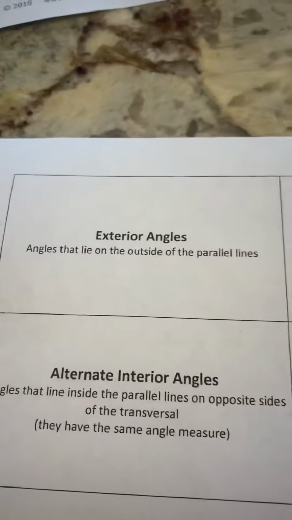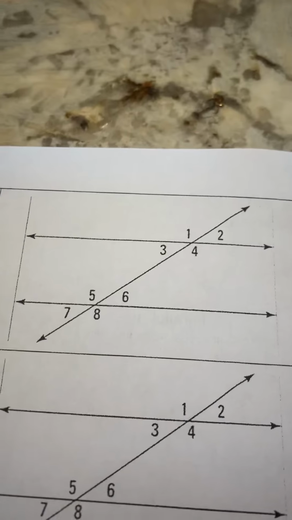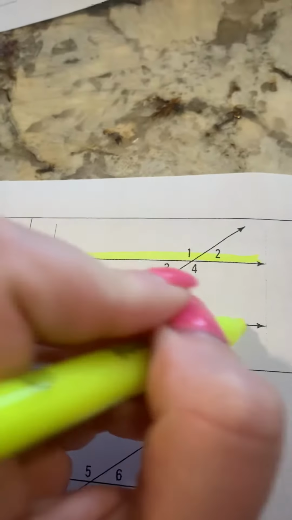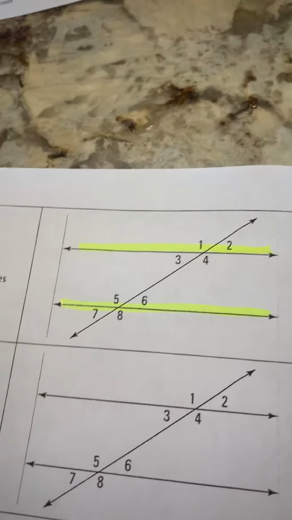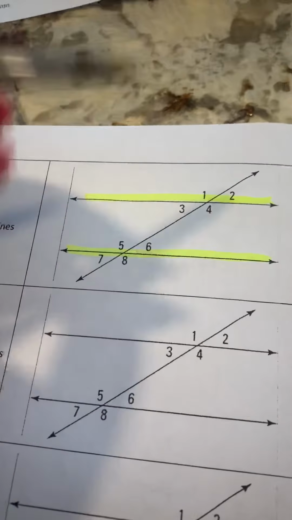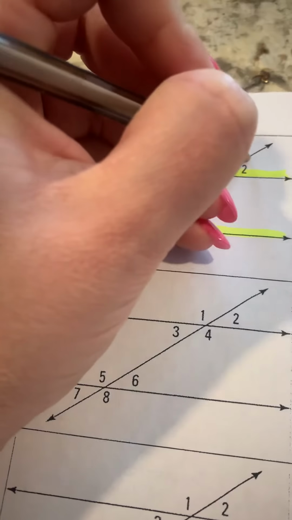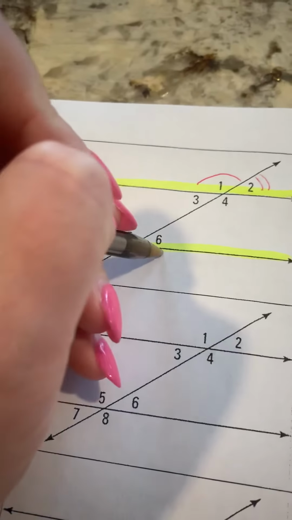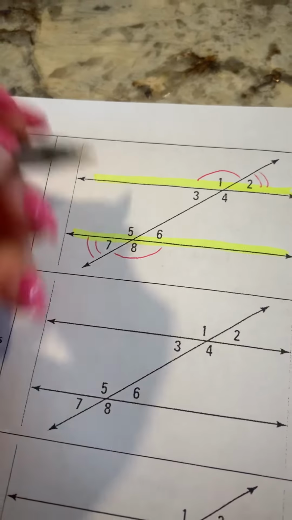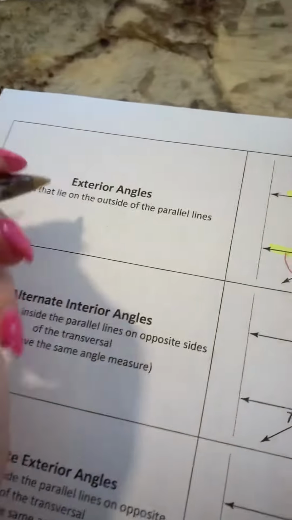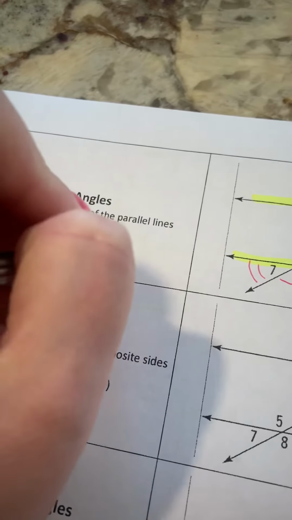Exterior angles, the opposite. They lie on the outside of the parallel lines. So again, if I look at my parallel lines again, I have the ones that are not between. So I have angle 1, angle 2, angle 8, and angle 7. They're not between the parallel lines. So those are all considered exterior angles.